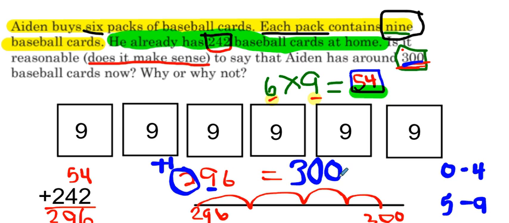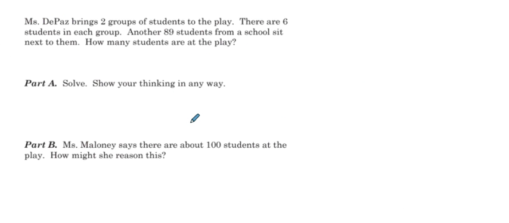And I already explained that process. What is the explanation that you can give here? We can say, yes, it is correct. We can say that Aiden has around 300 cards because 296 is pretty close to 300 when we look at it on a number line. That's what you've got to do with the first problem. Second problem, I am not going to do it with you. I'm going to explain it to you.